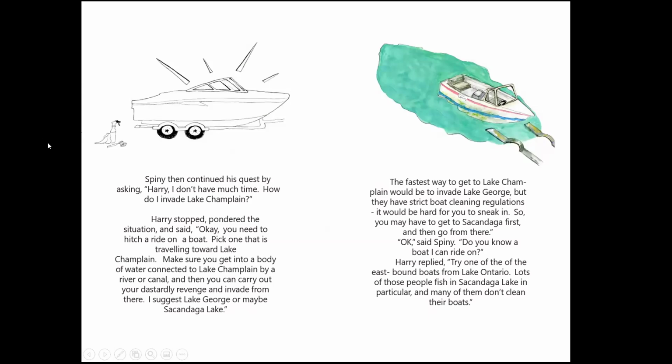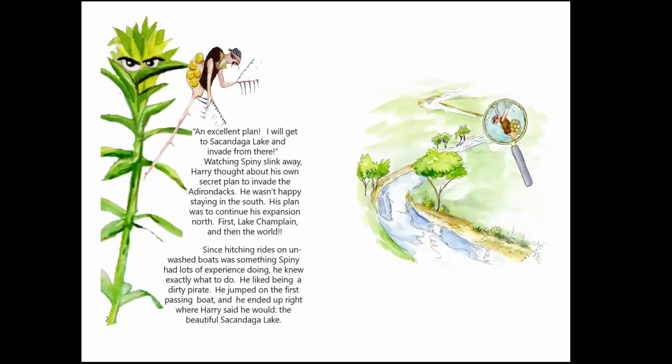"Okay," said Spiny. "Do you know a boat I can ride on?" Harry replied, "Try one of those eastbound boats from Lake Ontario. Lots of those people fish in Sacandaga Lake in particular, and many of them don't clean their boats." "Excellent plan. I'll get to Sacandaga Lake and invade from there."